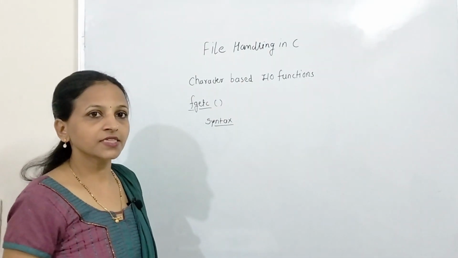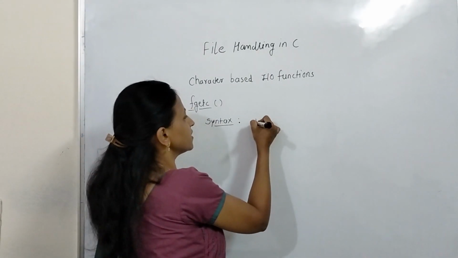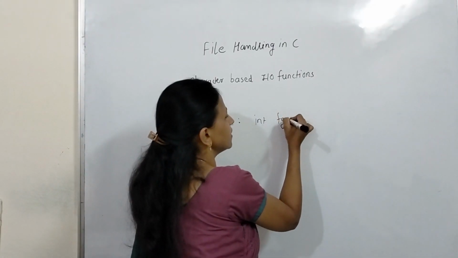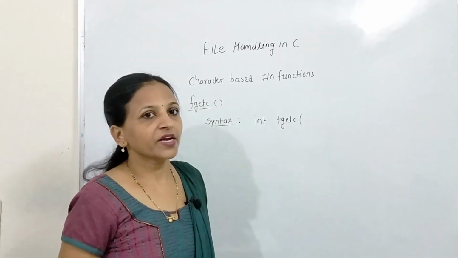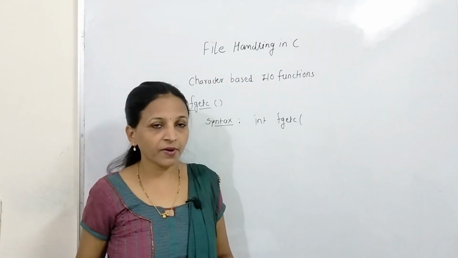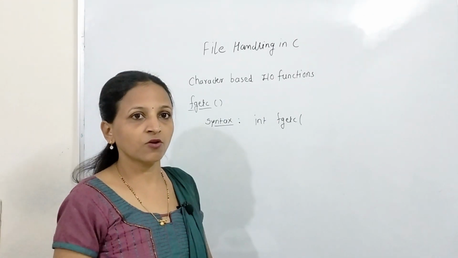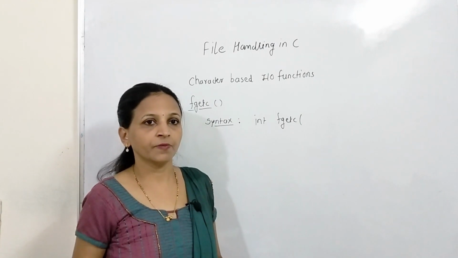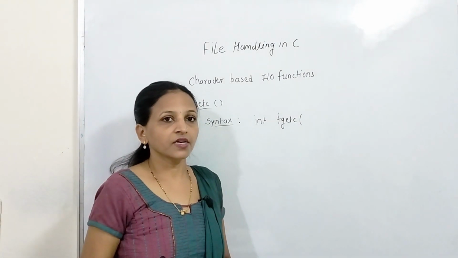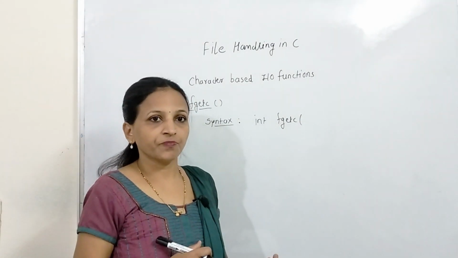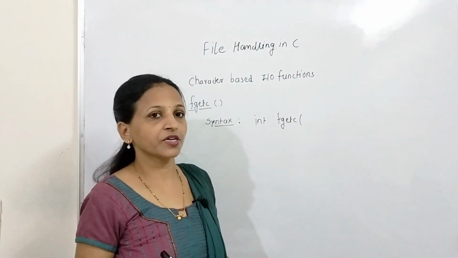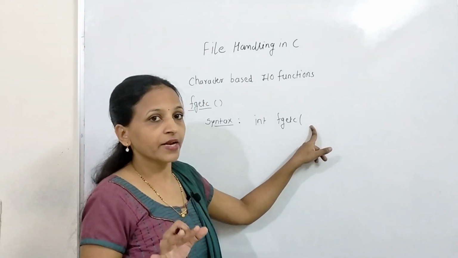Now what is the syntax here? This function returns one integer value, the name is fgetc, and as an argument we have to pass the file pointer. We have already seen what a file pointer is, how to use the fopen function and the fclose function, everything we have covered. Whenever we open a file using the fopen function, it returns a file pointer, and that file pointer we have to store somewhere. And that file pointer we have to pass here to read a character from the file.